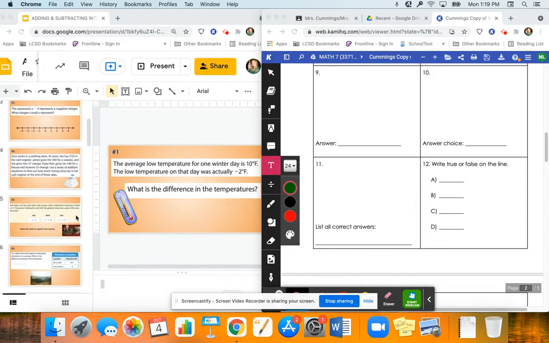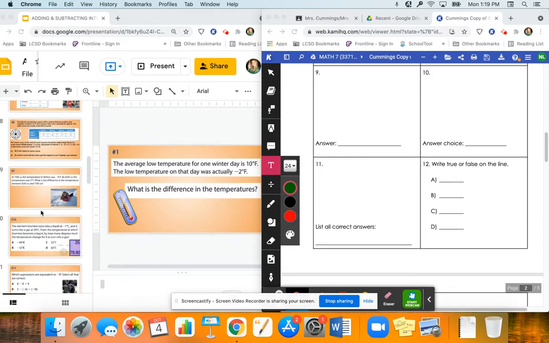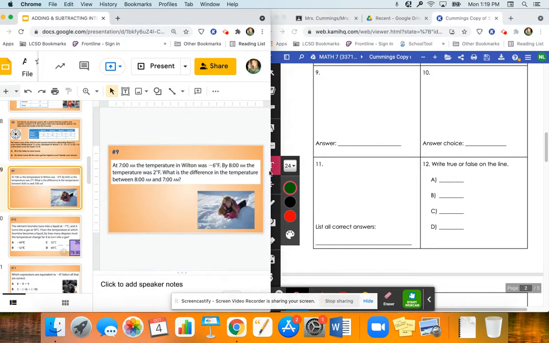So without further ado, I left off on number 9, which I will read to you and help you set up. At 7 a.m., the temperature in Wilton was negative 6 degrees Fahrenheit. By 8 a.m., the temperature was 2 degrees Fahrenheit. What is the difference in the temperature between 8 a.m. and 7 a.m.?